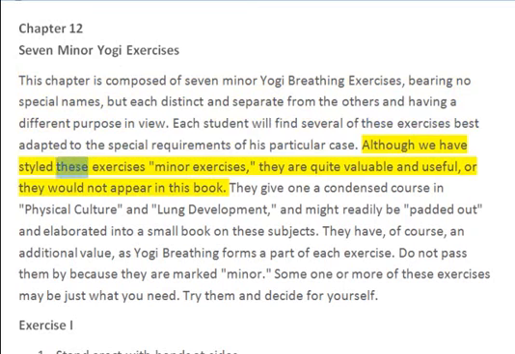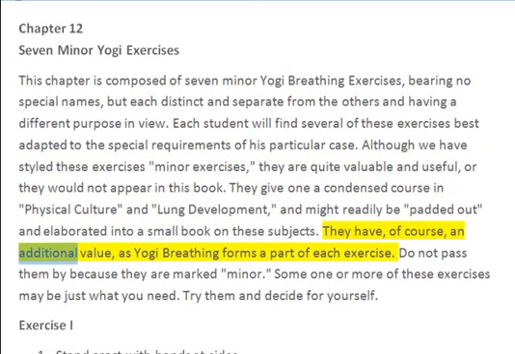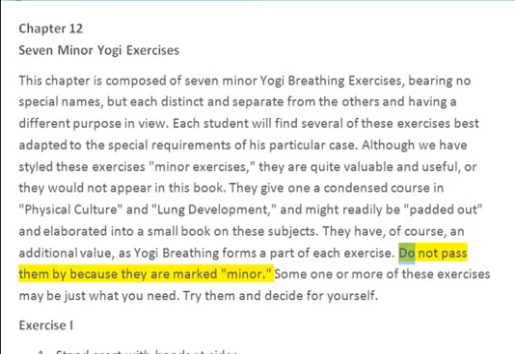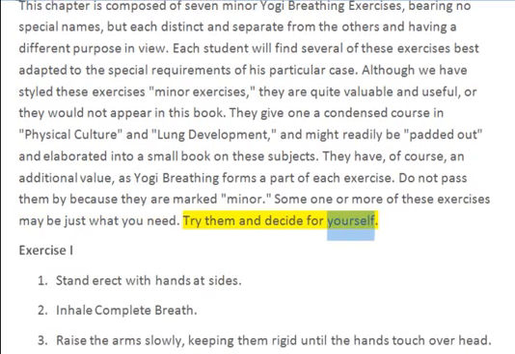Although we have styled these exercises minor exercises, they are quite valuable and useful, or they would not appear in this book. They give one a condensed course in physical culture and lung development, and might readily be padded out and elaborated into a small book on these subjects. They have, of course, an additional value, as yogi breathing forms a part of each exercise. Do not pass them by because they are marked minor. Some one or more of these exercises may be just what you need. Try them and decide for yourself.